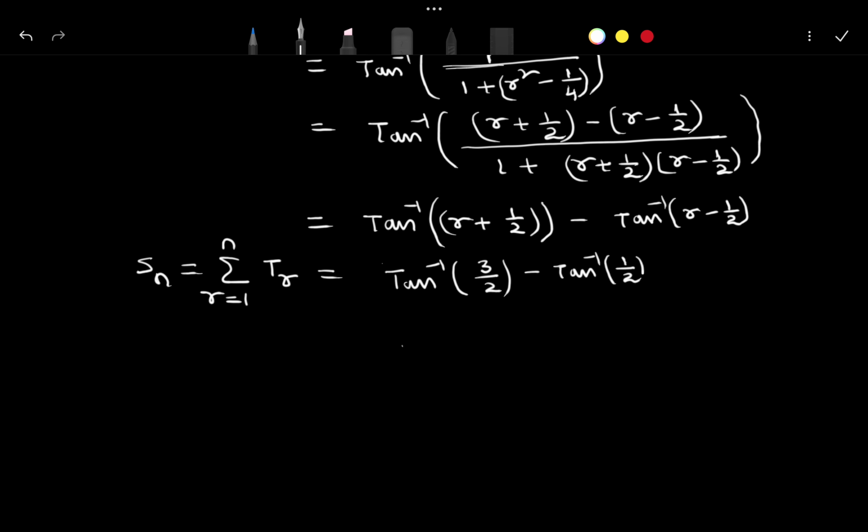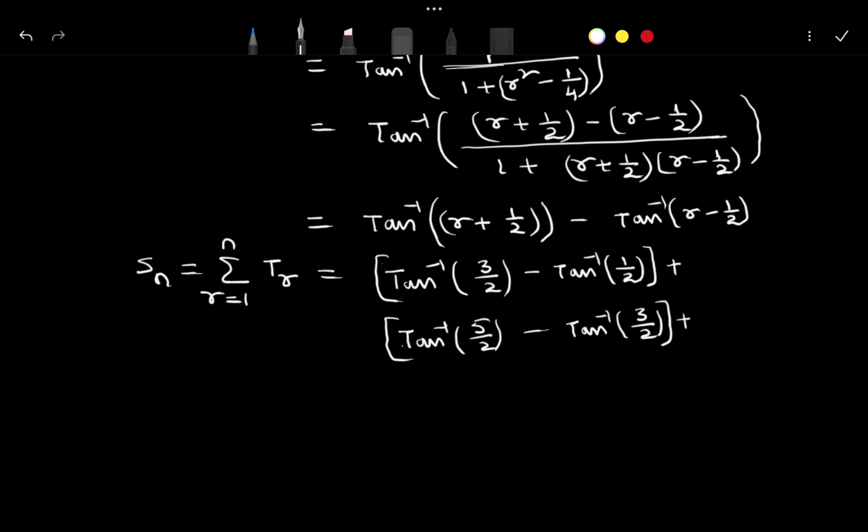So this is that first term after substituting r equals 1. Next, r equals 2: substitute in this value, tan inverse of (2 plus 1)/2, that is 5/2, minus tan inverse of (2 minus 1)/2, that value will be 3/2, tan inverse of 3/2. This is the second term.